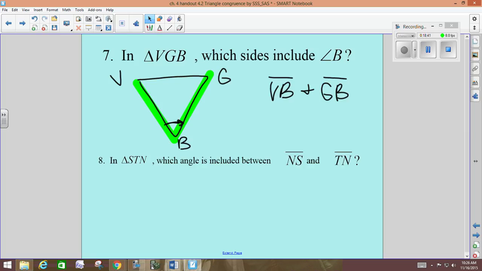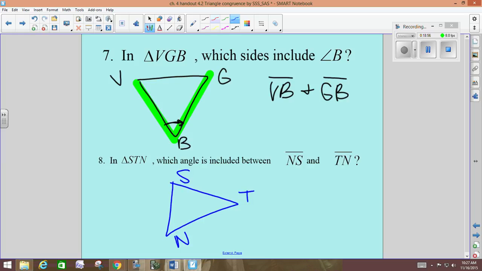Number 8, in triangle STN, which angle is included between NS and TN? This time we're trying to find the angle that goes between the 2 sides. And we're looking between NS and TN. Which angle is between them? Angle N. It's where they meet. It's what they have in common. If you look at the segments, they both have an N. That's the angle between them.